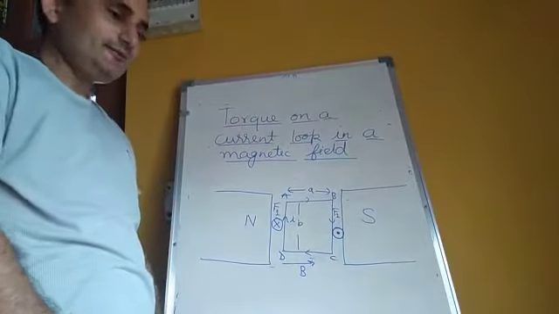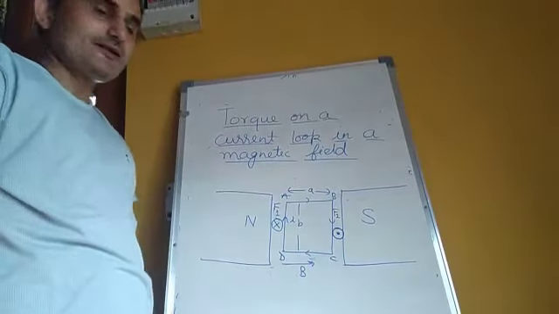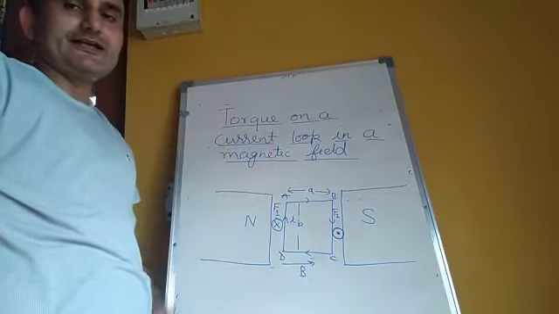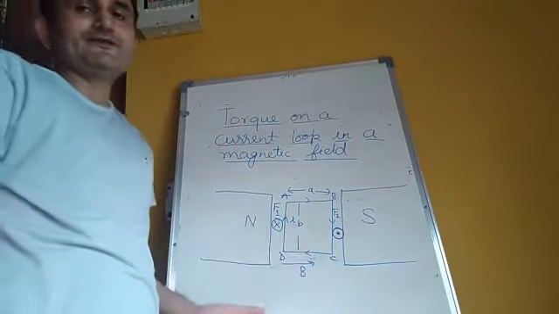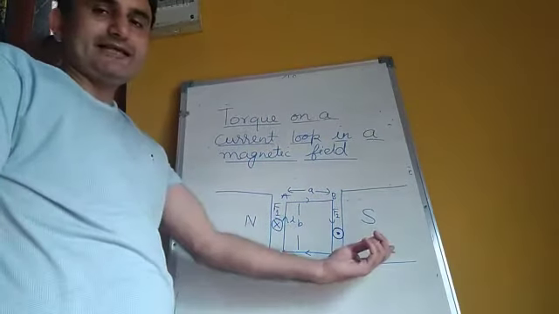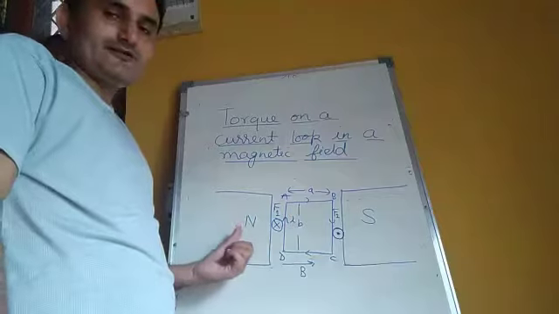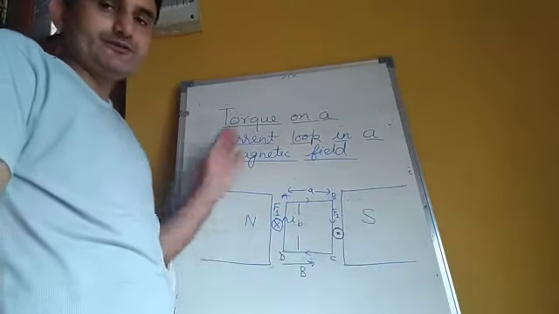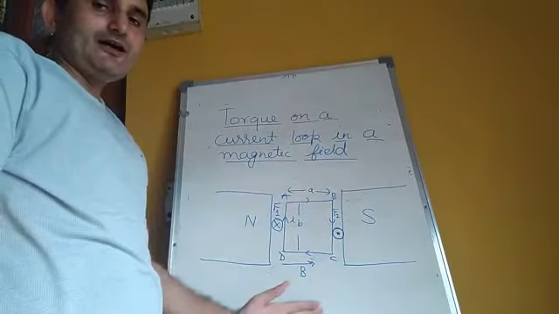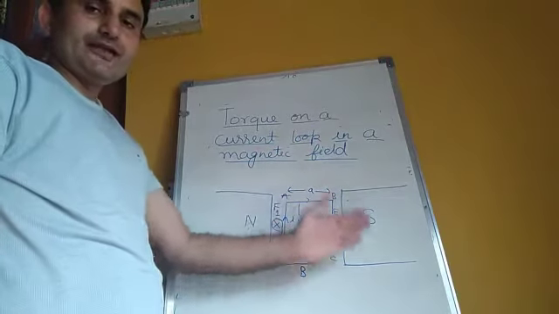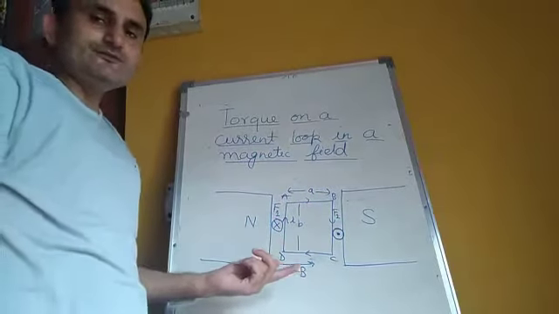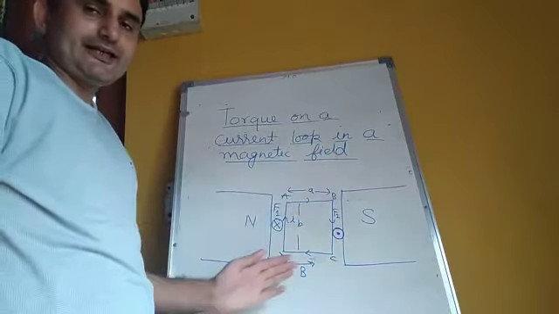So today I have brought another topic, that is torque on a current loop in a magnetic field. This topic is for class 12. In a magnetic field, we have a north pole and a south pole. There is a magnetic field between these two poles, and we have kept a loop carrying current in this field. This loop we have taken to be of a rectangular shape.